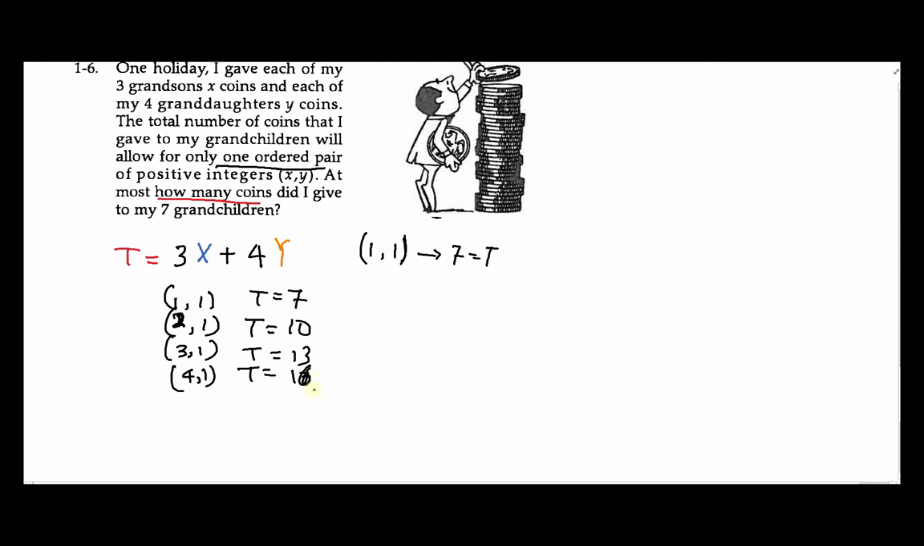Alright, so here's a good example. When I have 5 and 1, I have 19. But notice, if I have a total of 19, I said the solution is only one ordered pair. But look, I can have 1, 4. I will show you how 1, 4 is possible.